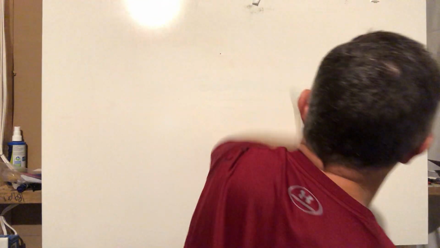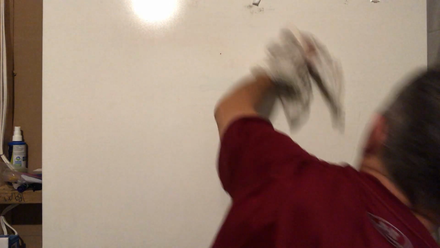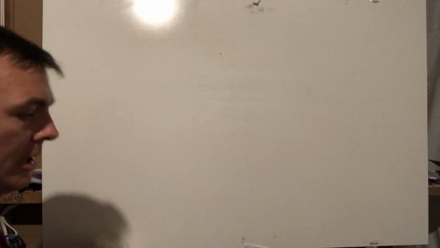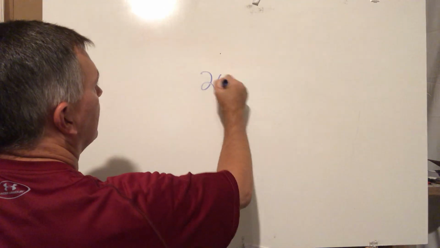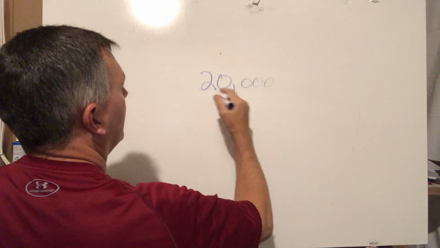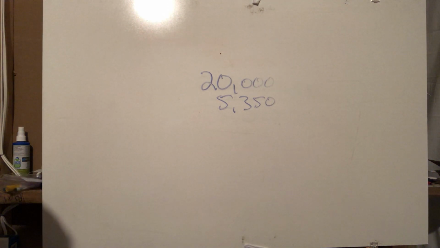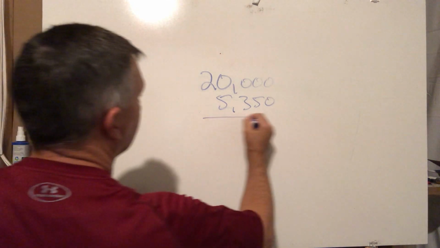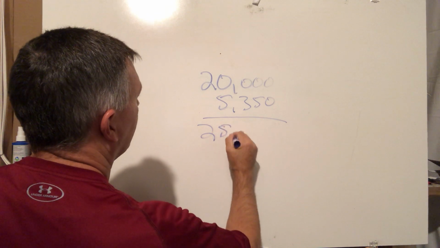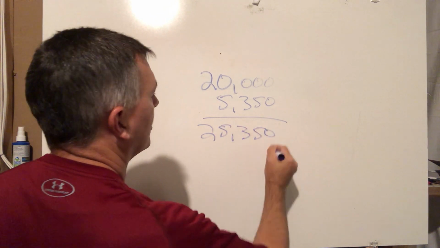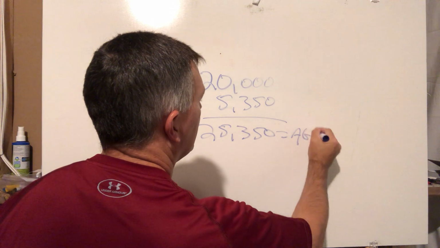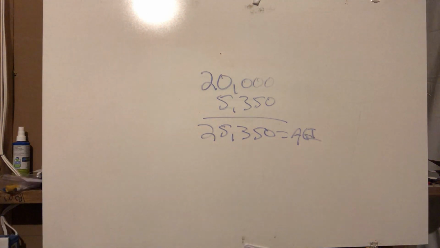We're going to erase all that. We have $20,000 coming from her IRA, and we have 5,350 as her amount of Social Security income subject to taxation. So we have 20,000 from an IRA plus 5,350 of Social Security subject to taxation, which gives us 25,350 as AGI. That's her adjusted gross income.